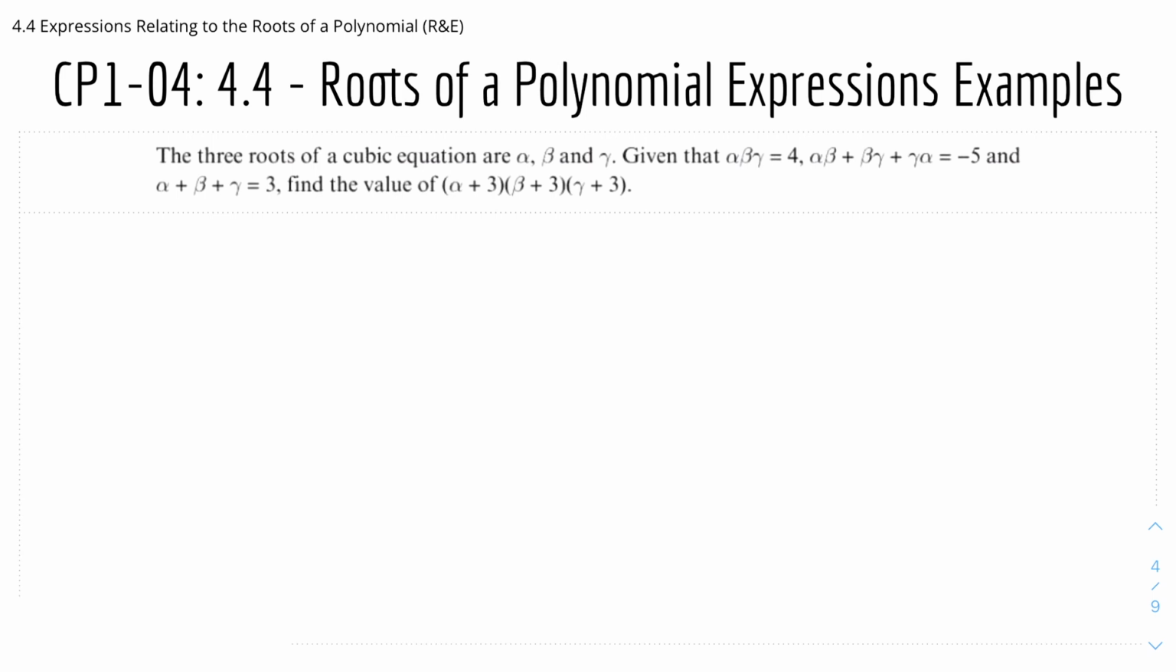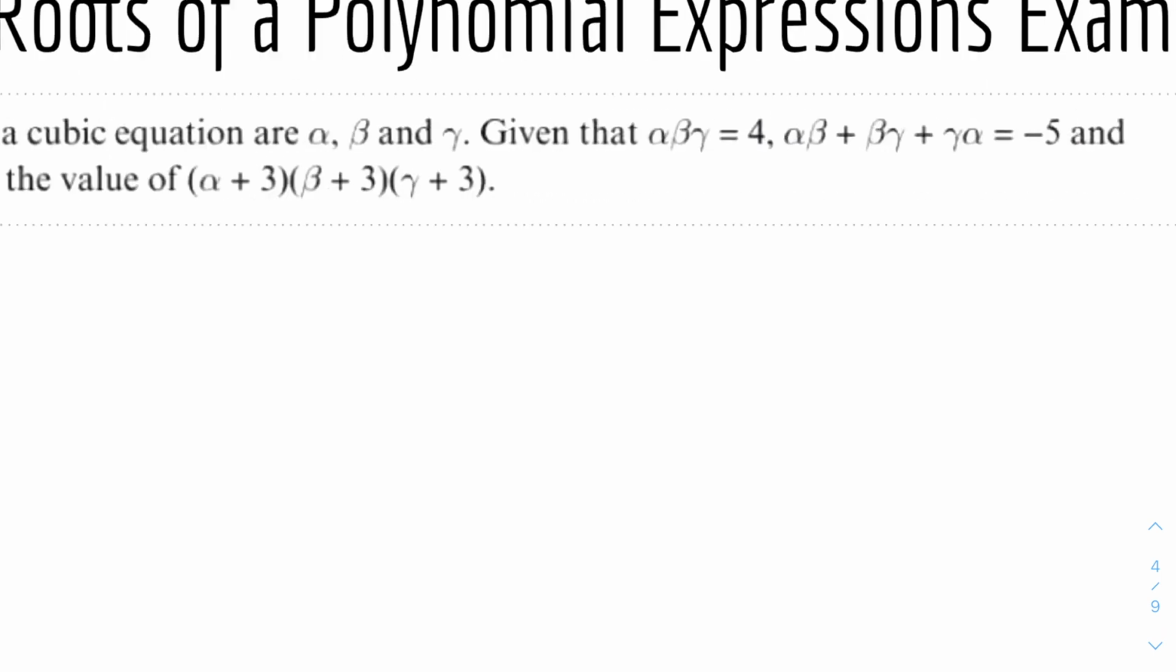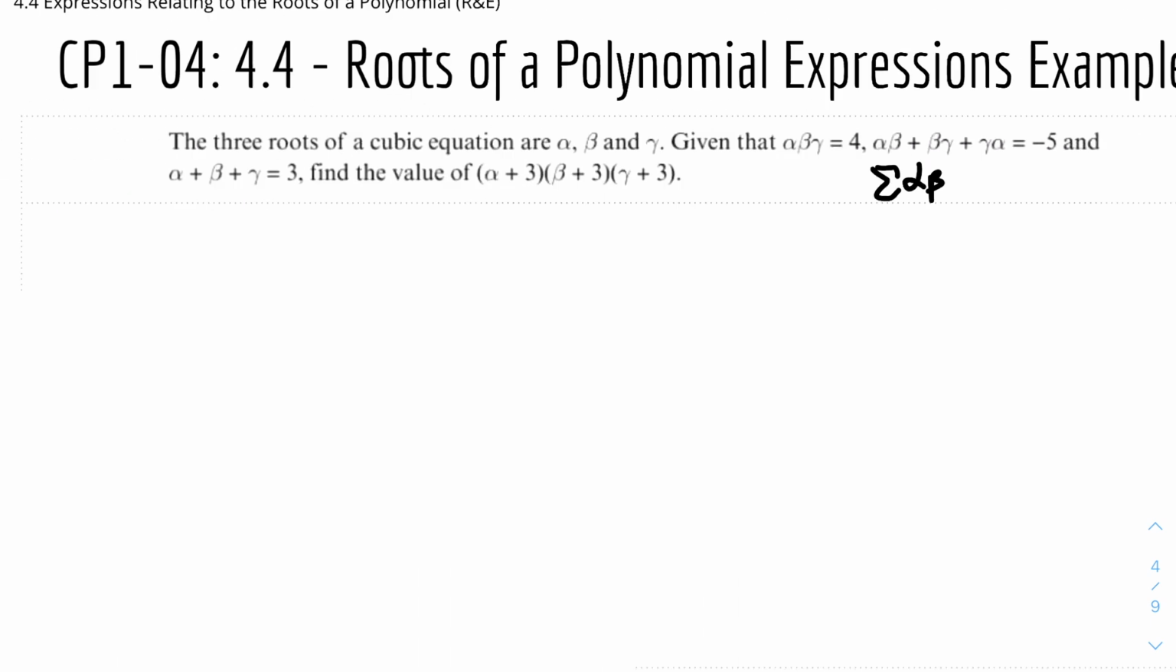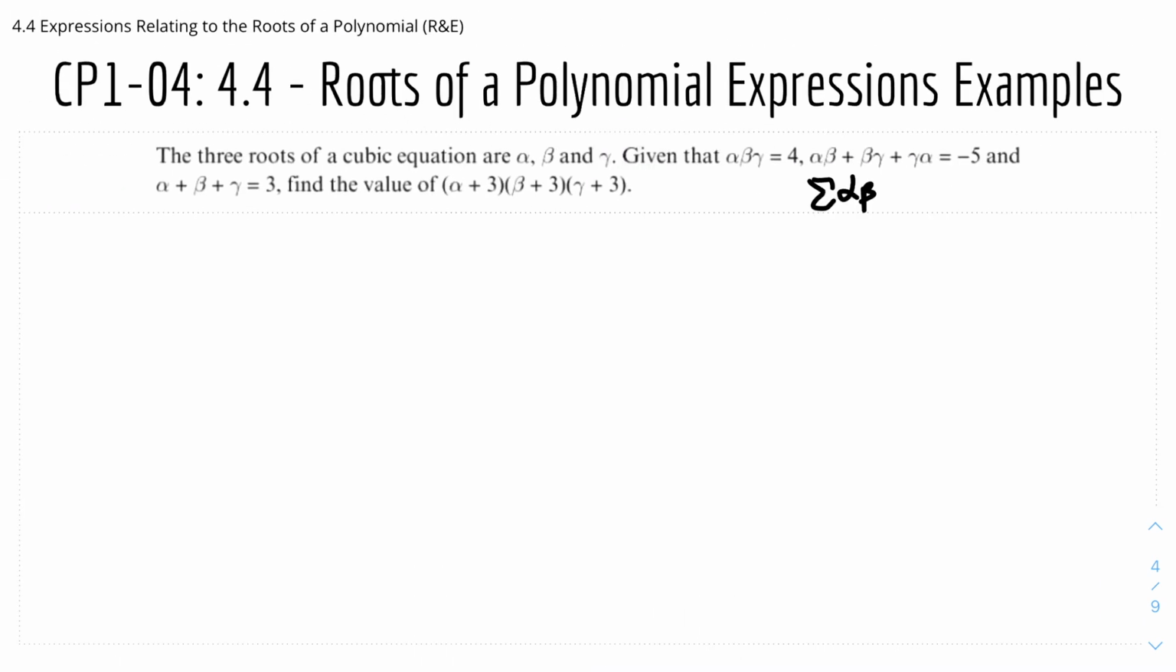And moving on, lastly, we have some questions for the roots of a polynomial expression example. So the 3 roots of a cubic equation are alpha, beta, and gamma. Given that alpha beta gamma equals 4, alpha beta plus beta gamma plus gamma alpha equals minus 5, and alpha plus beta plus gamma equals 3. Find the value of alpha plus 3 times beta plus 3 times gamma plus 3.